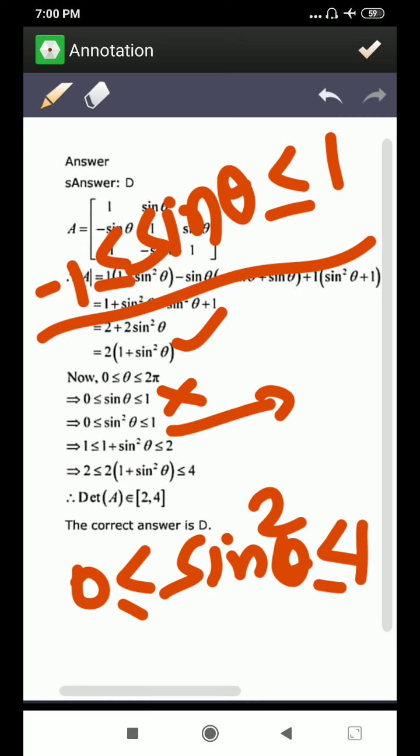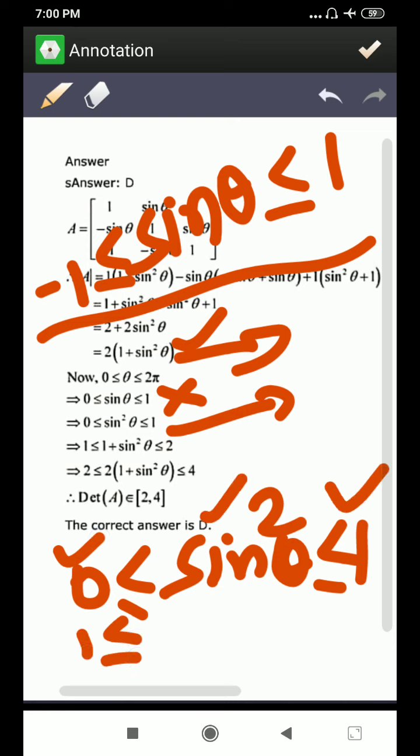So sine square theta lies between 0 and 1. But we have 1 plus sine square theta over here, so you add 1 throughout. Add 1 in this, in this also, in this also. So you will have 1 is less than or equal to 1 plus sine square theta is less than or equal to 2. In all these three you add 1. Now you multiply this throughout by 2. Why multiply? Because we have to find the value of 2 into 1 plus sine square theta. So first of all, what we did?